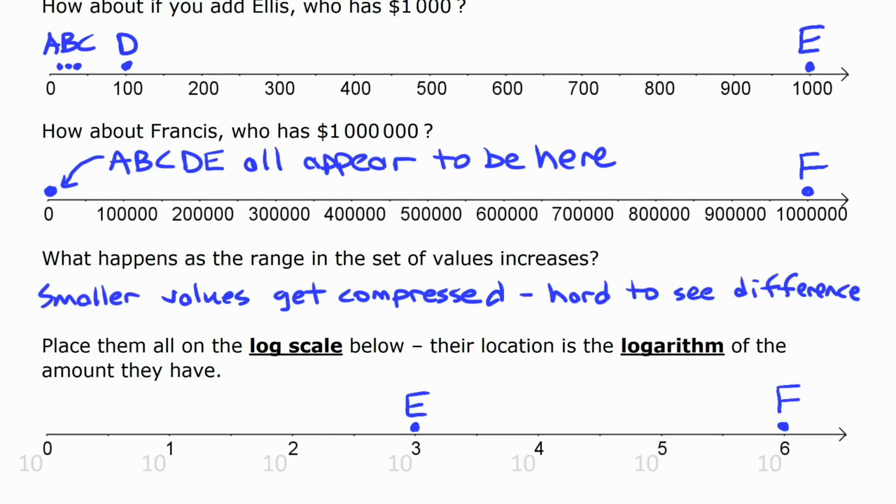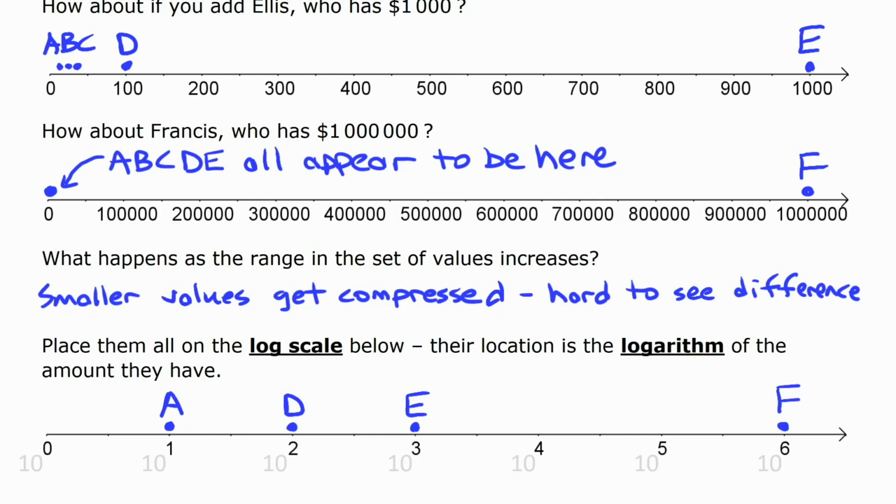Drew has $100, 10 to the 2, so we're going to put them there at 2 on the scale. And then we can put the others as well. We just need to know what their logarithms are. We can put Alex there because $10, 10 to the 1 is going to be right here. And then the others are going to be in between there. We just need to know their logarithms.